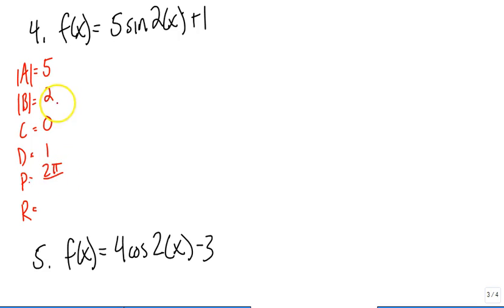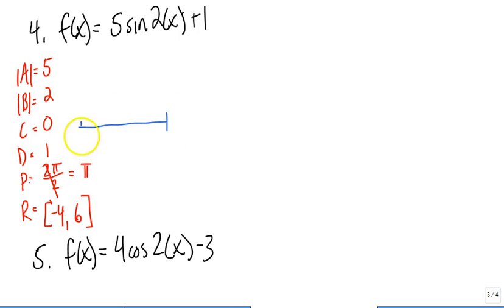We got 2 pi over B, which is 2. And so the 2's divide out, and we're left with pi. And then our range is we're starting at 1 and we are subtracting 5. So we're going to be at -4, and 1 plus 5 is 6. So -4 and 6.